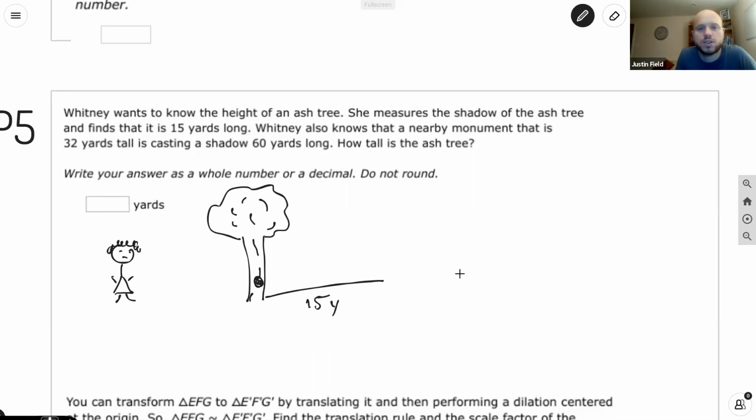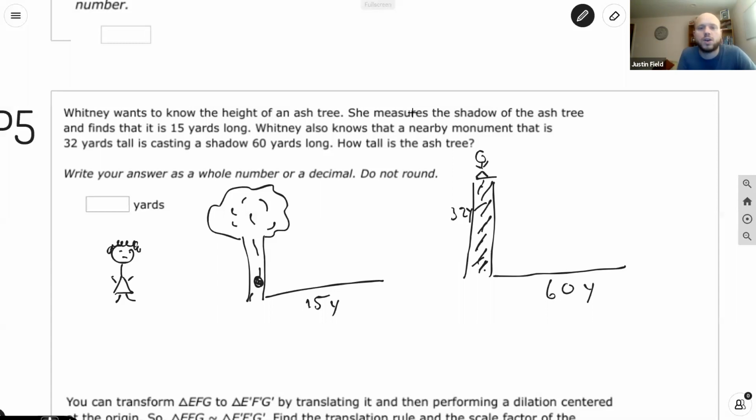Oh, so she knows that there's this monument. A monument. I wonder what the monument is a monument of. Maybe a little guy up here from the past that we want to recall, some famous person. Anyway, the point is that we know the monument is 32 feet tall, and the shadow of the monument is 60 yards. So this is 32 yards. Okay, good. So all our units are the same.